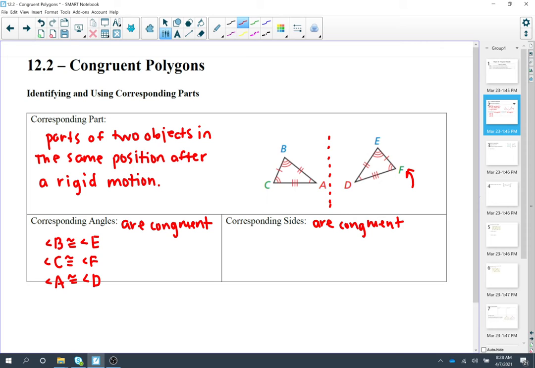So I could say side AB is congruent to side DE. I could say side BC is congruent to side EF. And then lastly, we could say side CA is congruent to side FD.